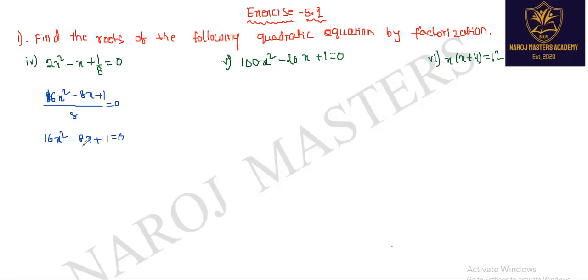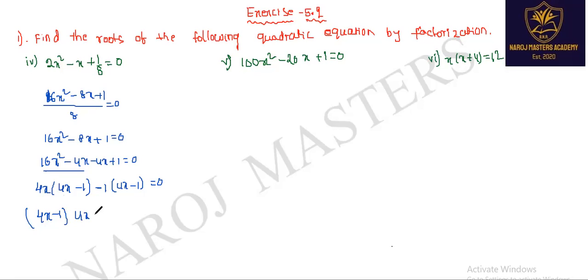Now split this term 8x. So 16x square minus 4x minus 4x plus 1 equal to 0. Then take 4x common from these two terms. If you take 4x, then the remaining term is 4x again. Here 1 minus 1, and we are taking minus 1 common here. So 4x minus 1 equal to 0. Okay. Now take 4x minus 1 in both the terms. Take common 4x minus 1. What is the remaining term here? 4x, and this is minus 1. So 4x minus 1, 4x minus 1 equal to 0.